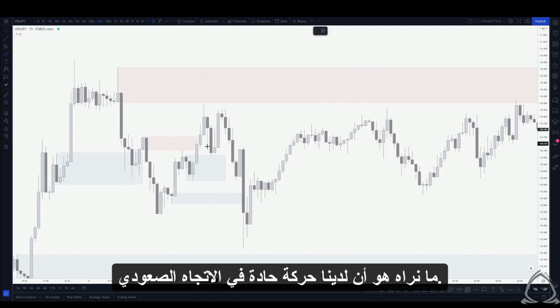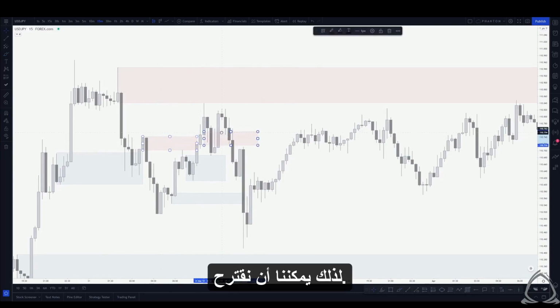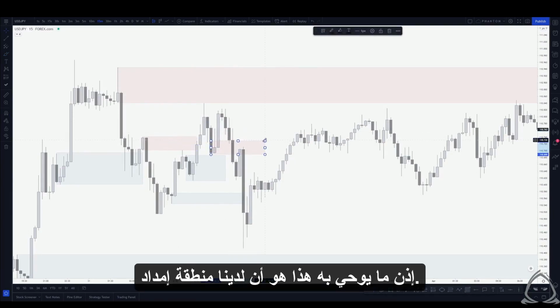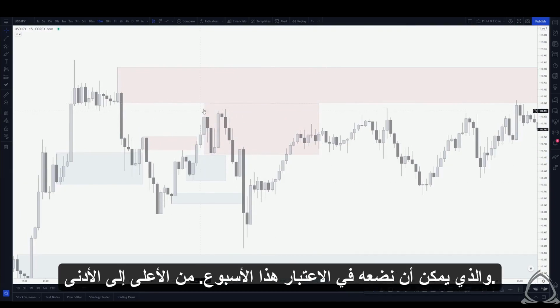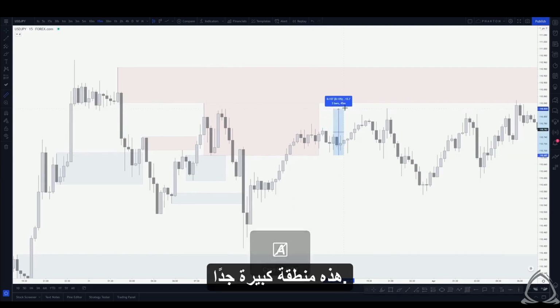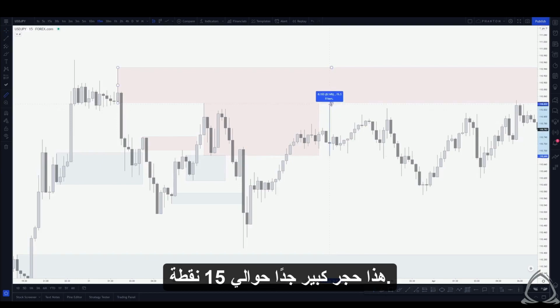What we can see is we have a sharp move to the upside. We also have a range in price followed by another expansion to the downside. So what this suggests is that we have a supply zone. We have range created supply, which we could factor in this wick, the highest high to the lowest low. This is a very large zone, about 15 pips.